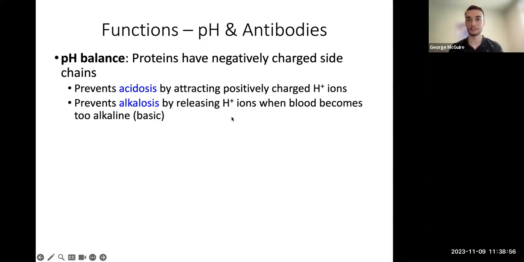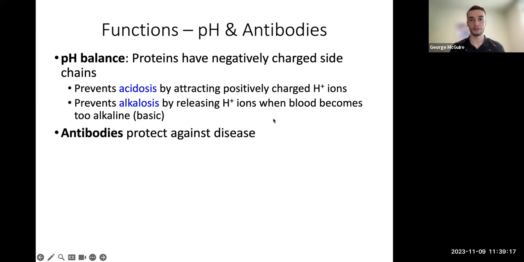So it's a great buffer, very similar to how water acts as a buffer, in that water can both increase acidity and decrease acidity. Proteins can do the same thing. They can increase acidity by releasing hydrogen ions, and they can decrease acidity by bonding with those hydrogen ions.